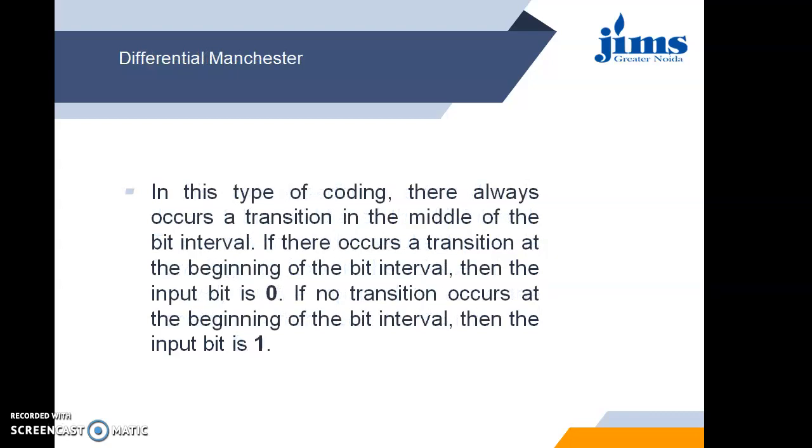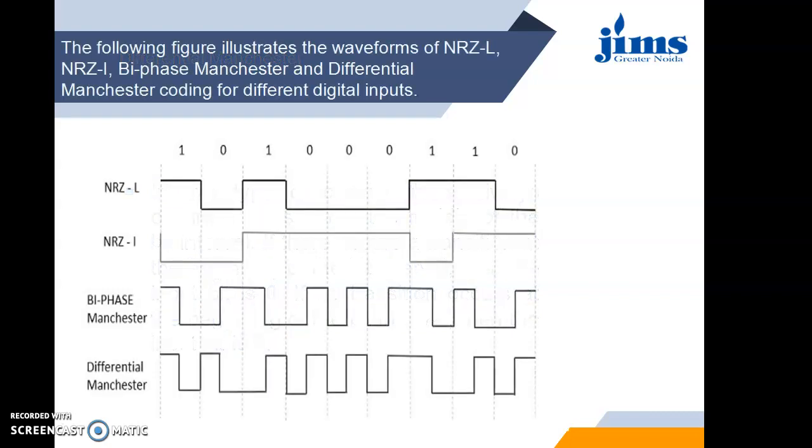And differential Manchester. In this type of coding, there always occurs a transition in the middle of the bit interval. If there occurs a transition at the beginning of the bit interval, then the input bit is 0. If no transition occurs at the beginning of the bit interval, then the input bit is 1. So the main two things we need to remember are that the transition in Manchester is at the middle, but in the differential Manchester it occurs at the beginning. So these two things we have to remember, and now we can consider the example.